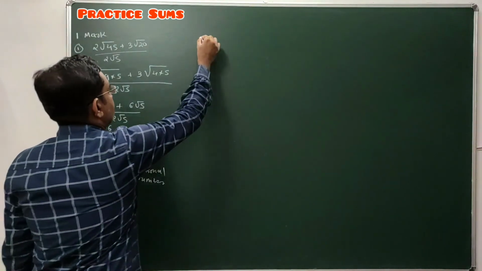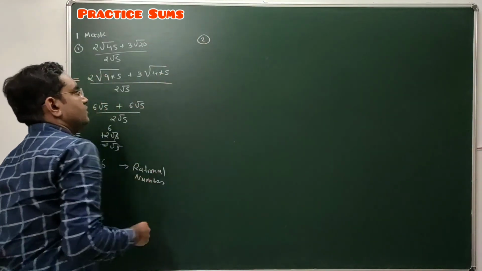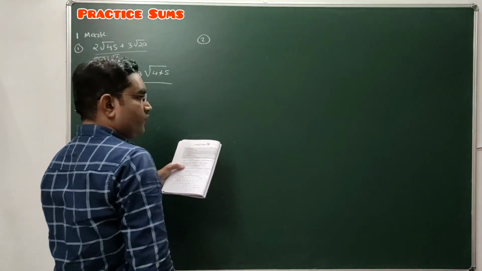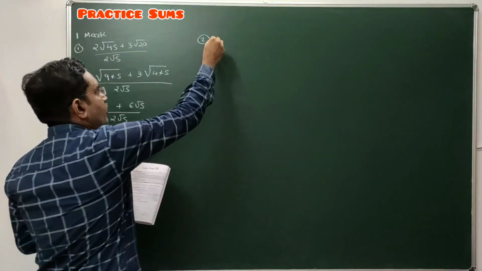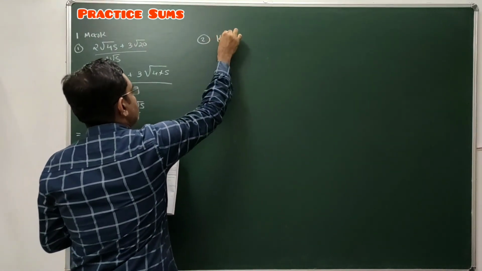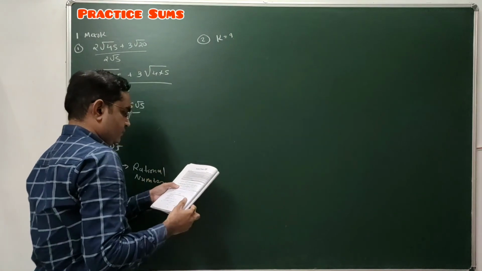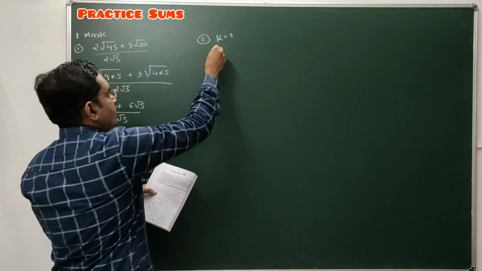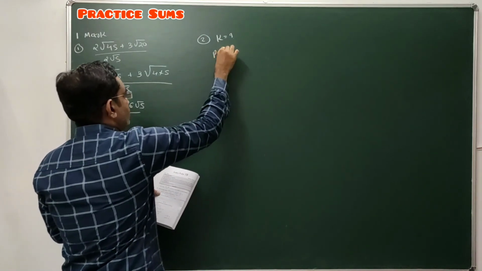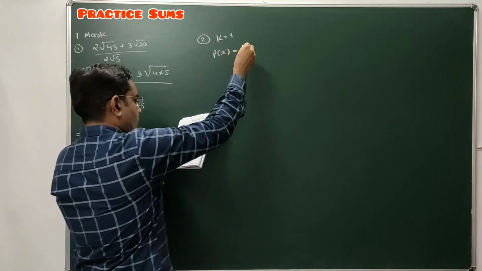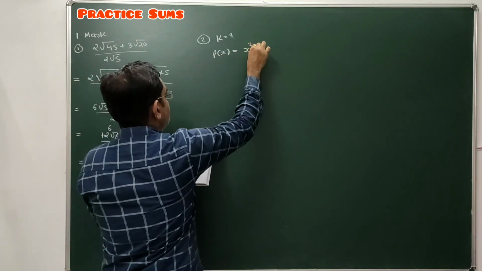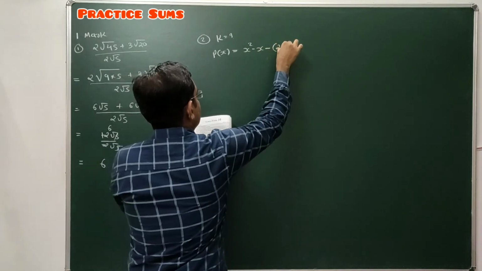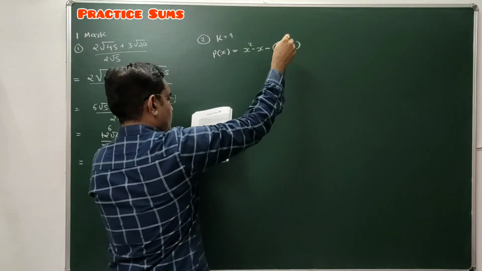Now question number 2. It is a 1 mark question. Here the question is, for what value of k is minus 4 a zero of the polynomial? That means we have to find the value of k. The given polynomial is x square minus x minus 2k plus 2.